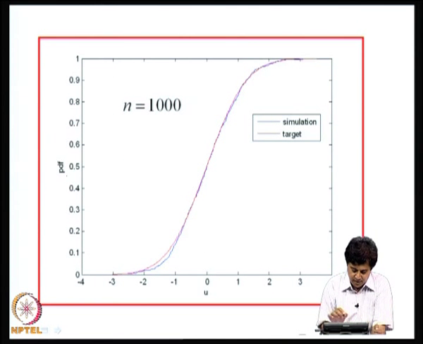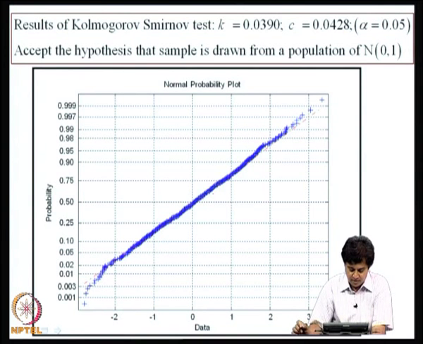I have used 1000 numbers and plotted the empirical probability distribution function of Gaussian distributed random numbers. Blue line is the simulation, red is the target, and again we see reasonable agreement between the two. If I plot the same results on a normal probability paper, they look like this, and qualitatively we can see that these numbers are lying on a straight line.